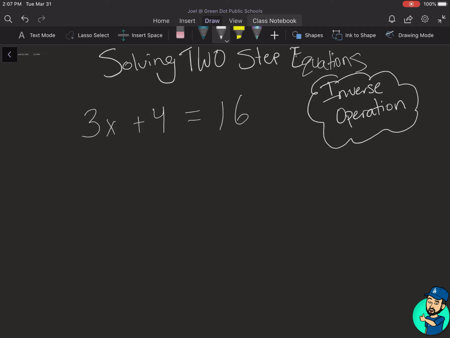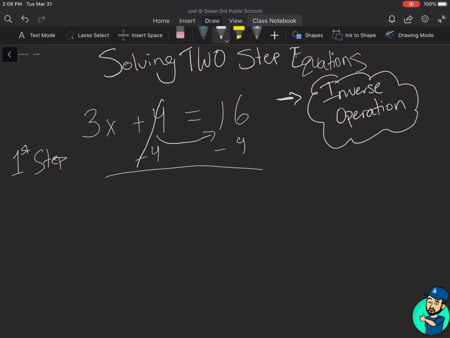So our first step is to move the 4 to the other side of the equal sign. You got to move this 4 because you're trying to leave 3x by itself at first. To move that 4 to the other side of the equal sign, you need to apply again the inverse operation. So that means the opposite of positive 4, or adding 4, is subtracting 4, a negative 4.